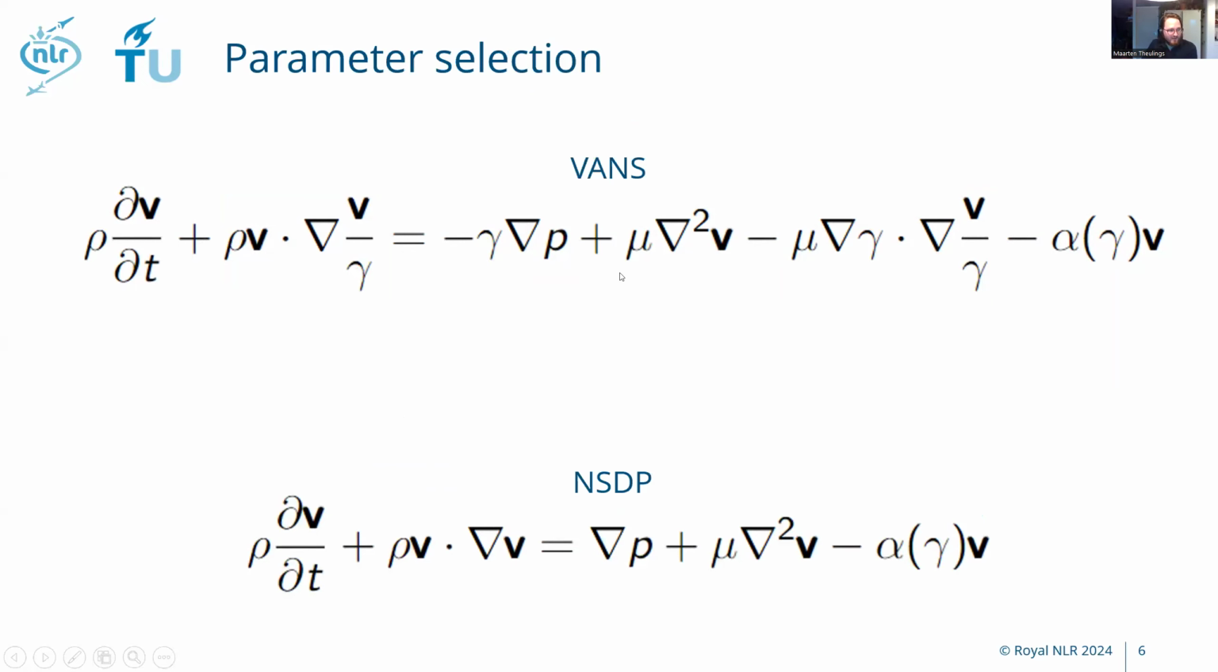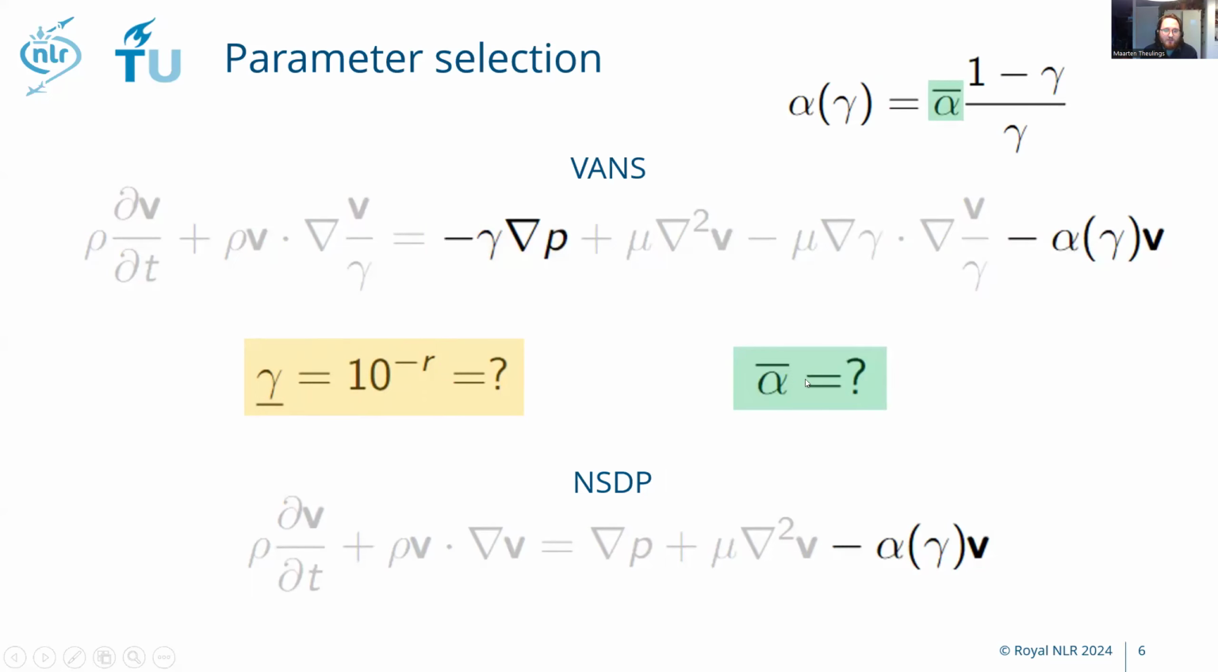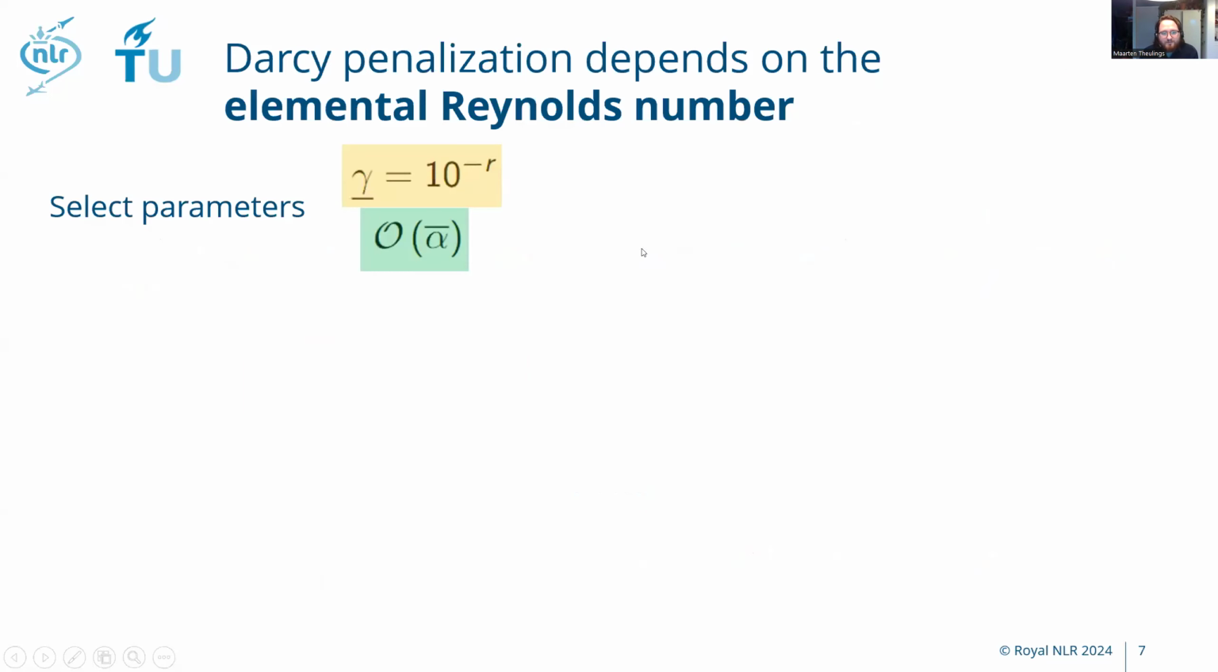Okay, I have two models. I need to compare them, but first I need to select my parameters. I need to select for this pressure penalization a lower bound on the gamma. So in the solid domain, this gamma is at its lower bound of 10 to the power minus r. This will be a value that's positive and smaller than 1. And of course, I need to define my Darcy penalization. So first I define an interpolation function up here on the right. And there's also this alpha overbar. But how do I define this alpha overbar?